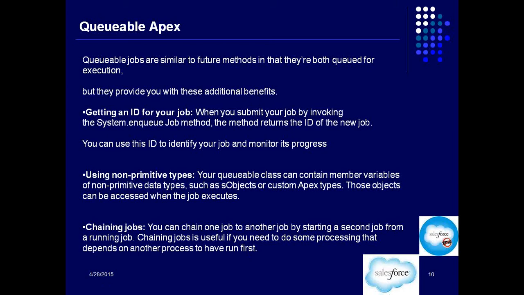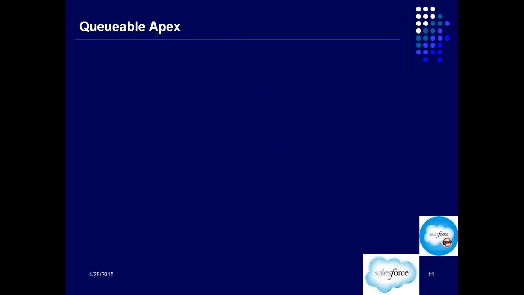This is again something which is not available with our future method. That is the reason why I told you queuable Apex is something they have introduced new. Earlier we used to work with the future method, but now with queuable Apex we have these advantages. You can have your sObjects defined within the class, you can monitor the progress, and you can do chaining jobs. Okay, so let's have a look at the example.